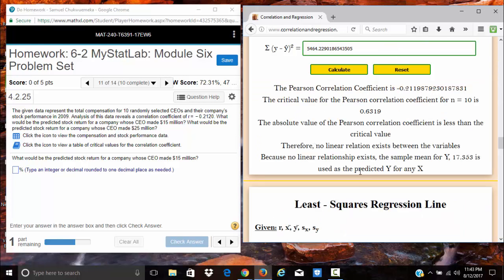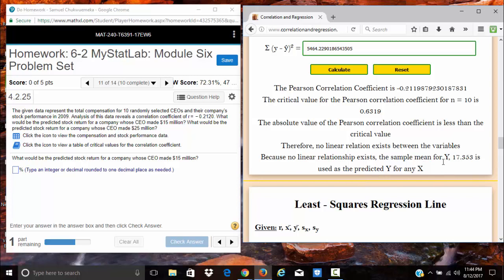Okay, so the correlation coefficient is negative 0.2120. So they actually got it right for this particular data. Okay, but there is no relation that exists between the variables. So when a relation does not exist between the variables, and they ask you for the predicted y, you cannot find the regression equation. You cannot.